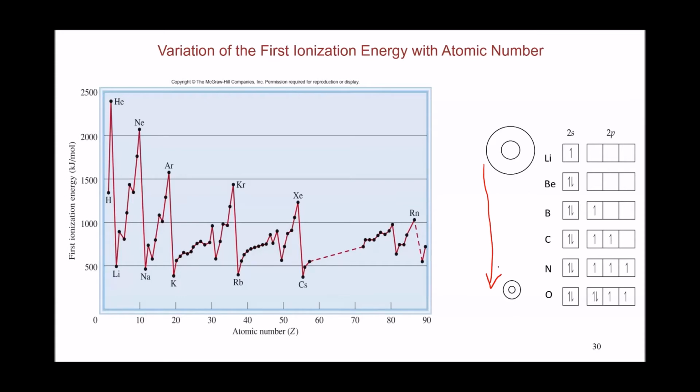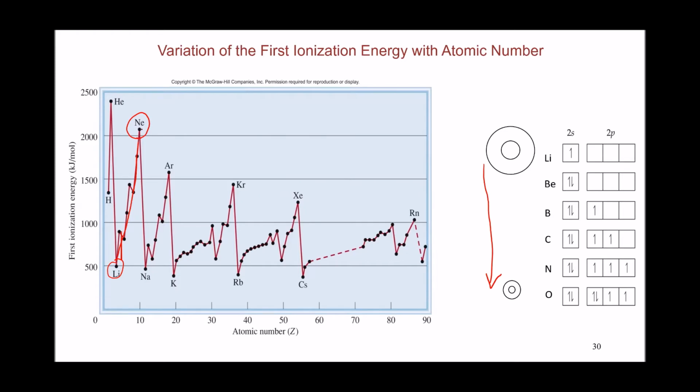So what will happen to the energy needed to overcome that attraction? As the size goes smaller, the energy will grow larger because you will need to overcome more attraction. The electron is much closer to the nucleus and feels much more attraction. So it's going to be much more difficult to overcome that attraction. That explains the increasing magnitude of the ionization energy as you go from lithium all the way to neon. Neon is the most difficult to ionize.